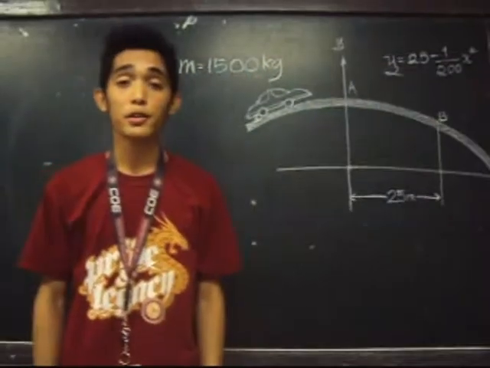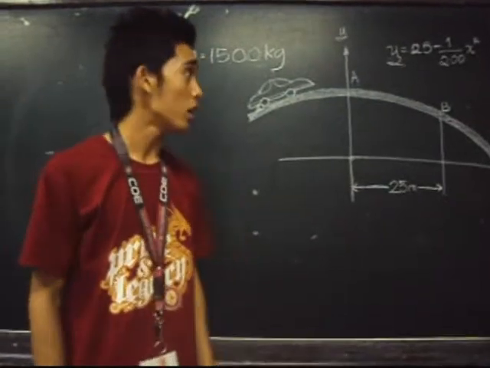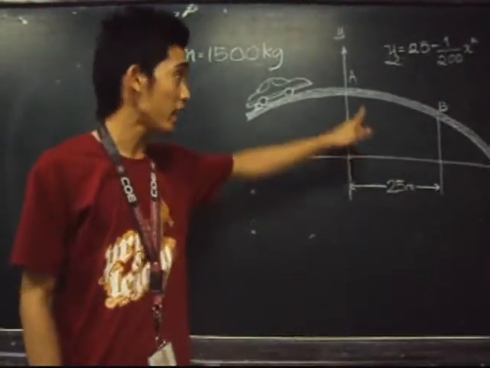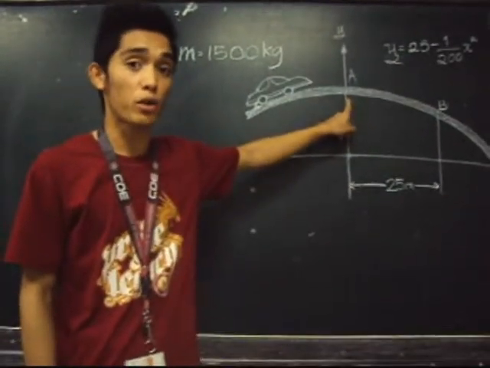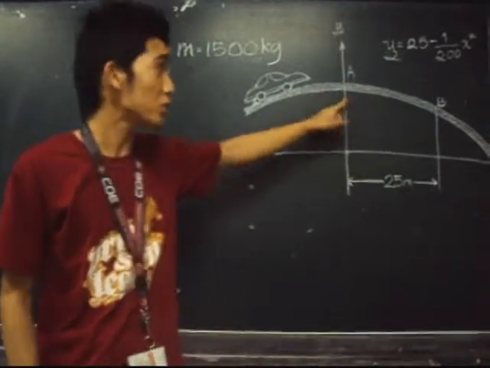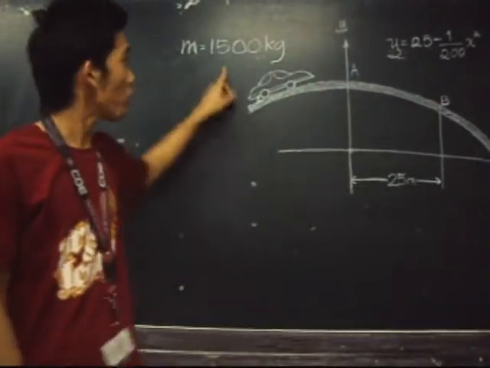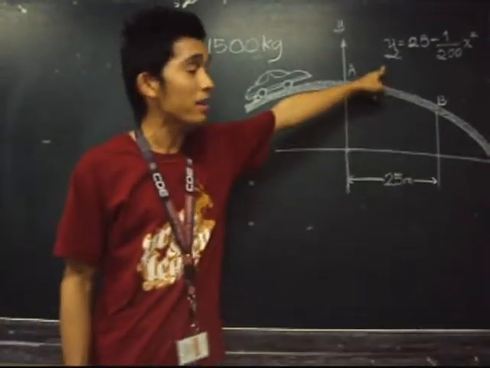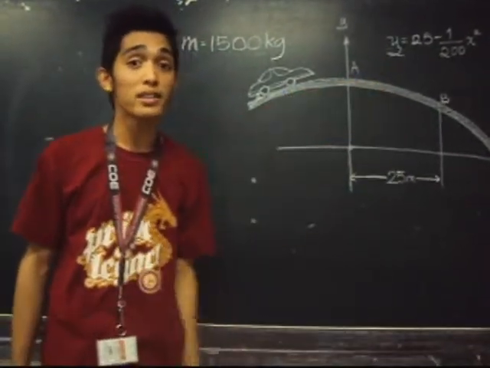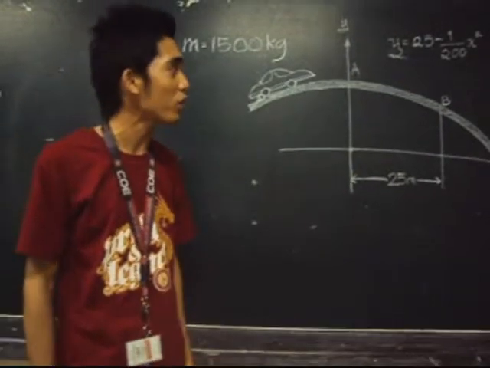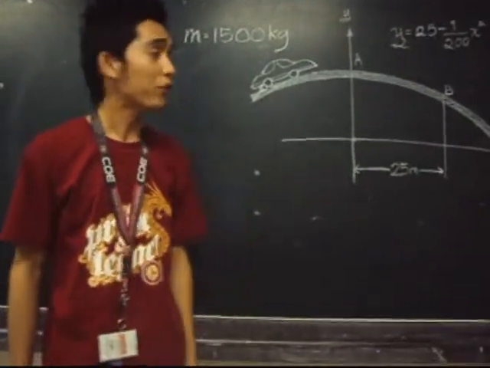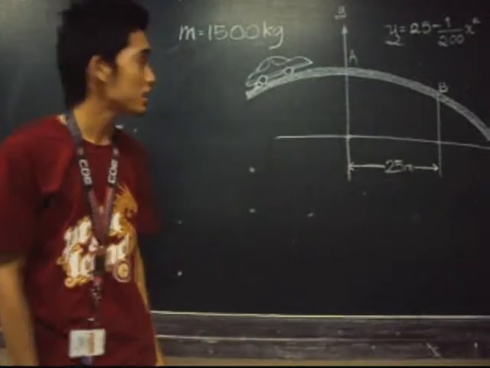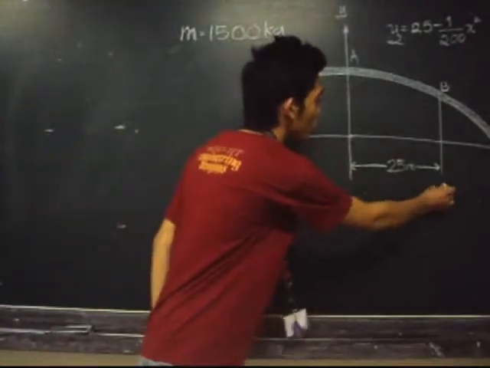So, we are asked to find the maximum speed of the car as it passes point A and still remains in contact with the road. We are given the mass of the car as 1,500 kg, and the equation of the curved path as y equals 25 minus 1 over 200 x squared. And of course, the horizontal distance from point A to B is 25 meters.